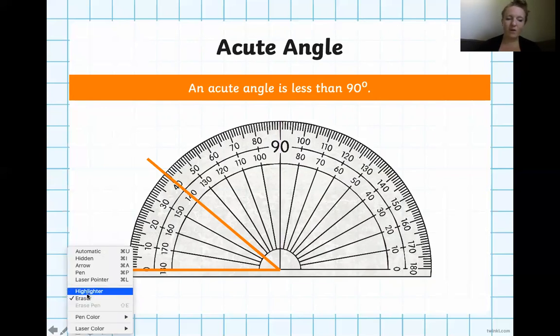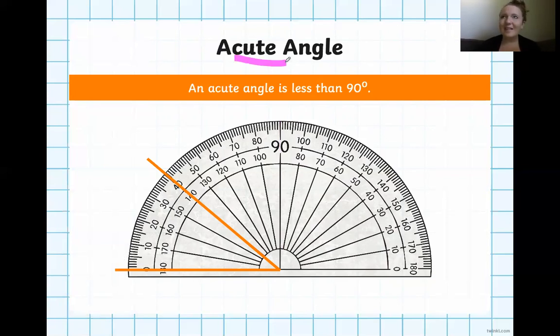Now, this is one of my favorite angles because it's very easy to remember because it has the word cute in it. And I always think of tiny, cute things are tiny. So it's the same thing. An acute angle is a tiny angle. It's less than 90 degrees. So it could be 0, it could be 5, it could be 15, 17, 37, 52, any of these, as long as it's less than 90 degrees.